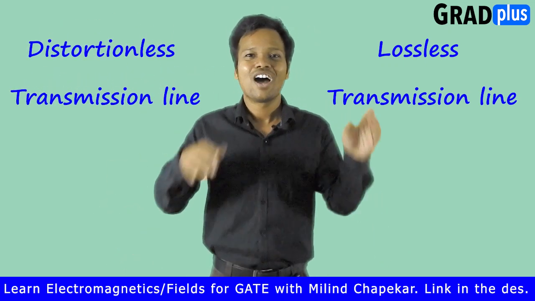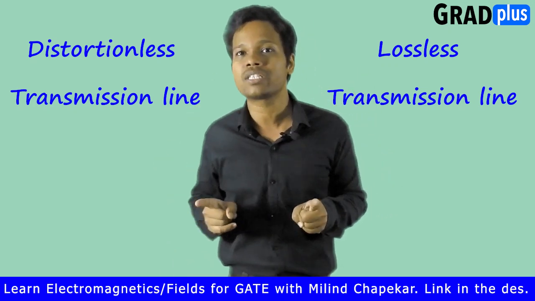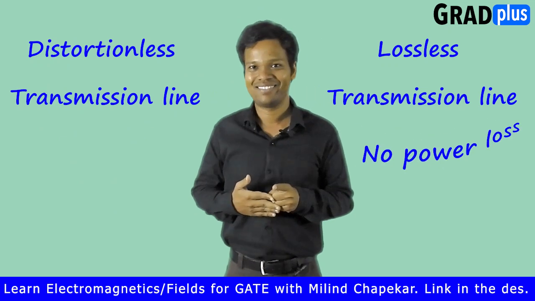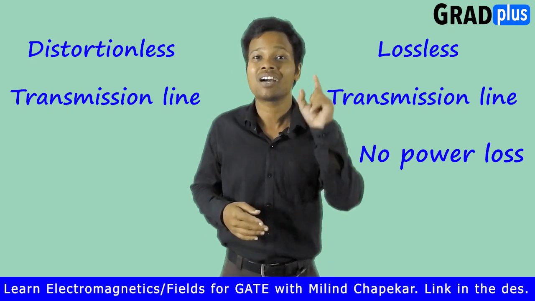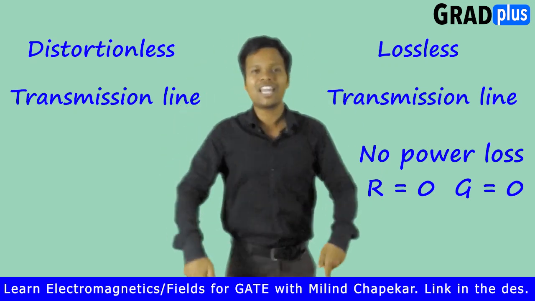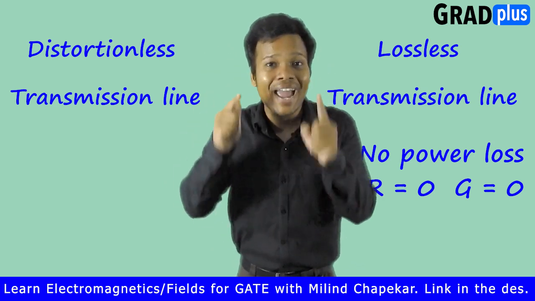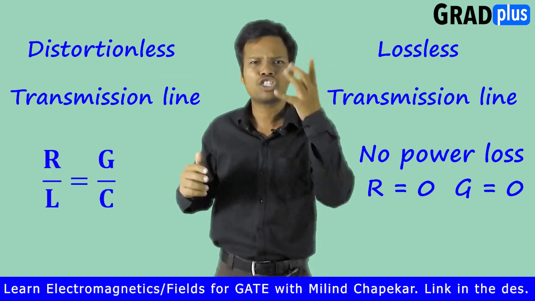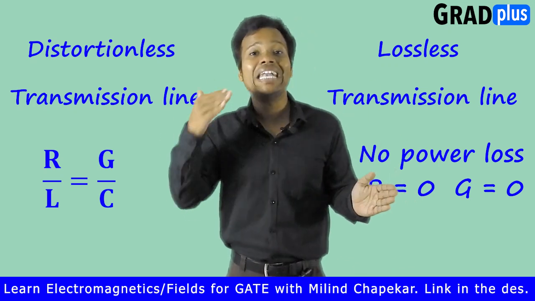So let us wrap up this video. Lossless transmission line and distortionless transmission line. A lossless transmission line is the line where there is no power loss when a signal is propagated over that line, and that condition is achieved if you make your transmission line with R equal to 0 and G equal to 0. The distortionless condition is achieved when you make R by L equal to G by C. Distortions are mainly of two types, that are frequency distortions and delay distortions.